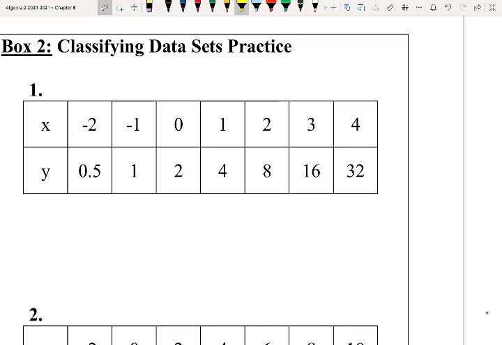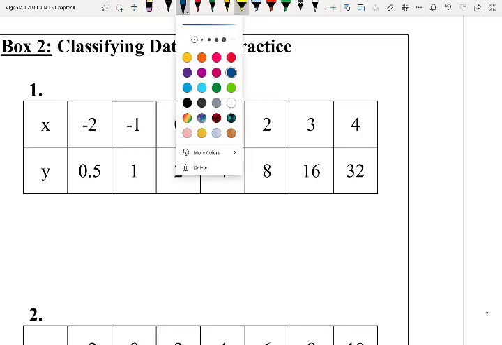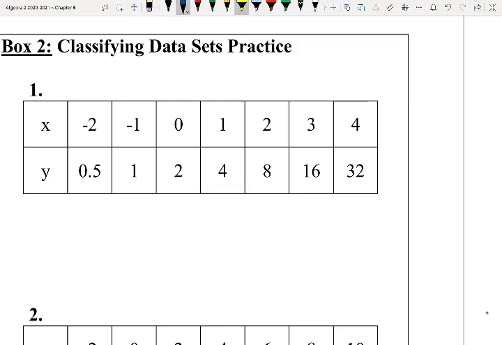And I'm trying to identify how I get from one to the next in my y values. So going from a half up to 1 could be adding a half, but then I would need to be able to add a half to get from 1 to 2. So I can see that that's not going to be the case. I'm not going to have that first difference be the same, which also tells us that our second difference is going to be different.